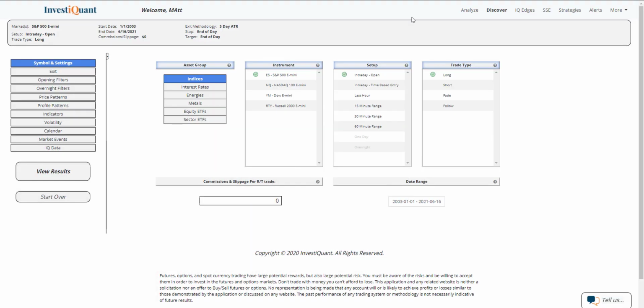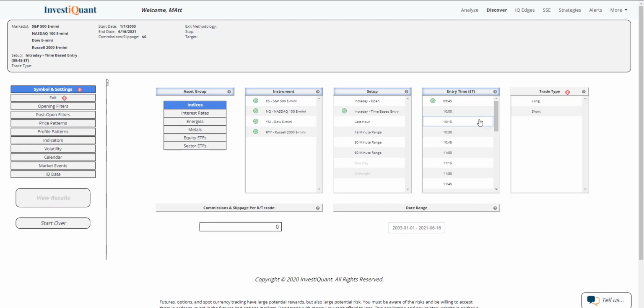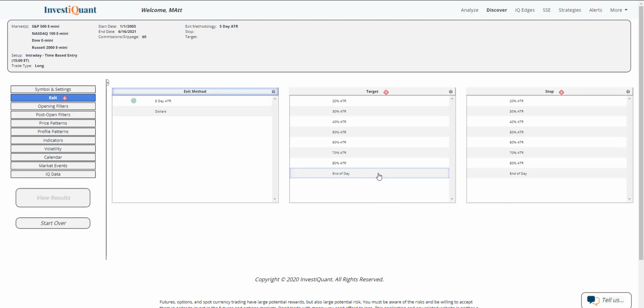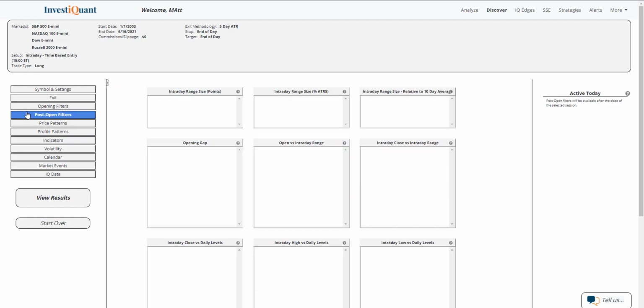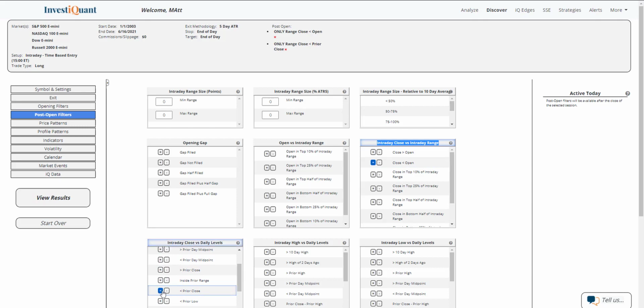So let's go ahead and hop into Discover, and let's look at a scenario where, heading into the end of the session, we are seeing some weakness. So I'm going to go ahead and set this up at 3 p.m. Eastern time. It's set up as a long. The exit will be set to the end of the session here, 4:15 p.m. Eastern time. And for the post-open filters, I'm going to describe this action by saying that we are trading below the open. By coming to the intraday close versus intraday range, say we are below the open, and we're also below yesterday's close. So below the open and below yesterday's close here.